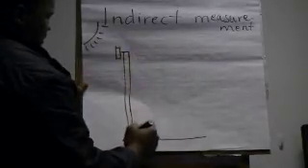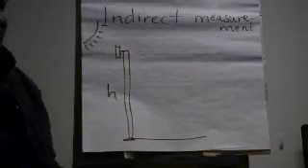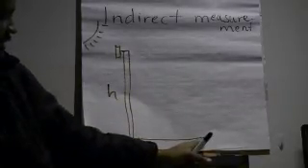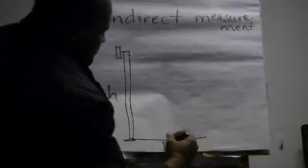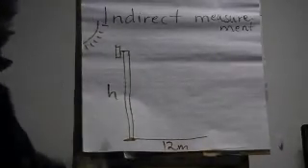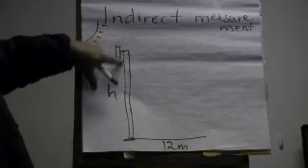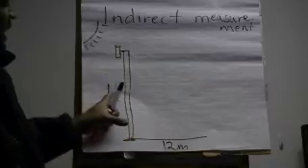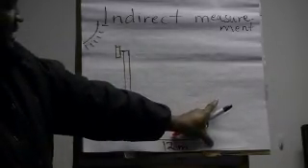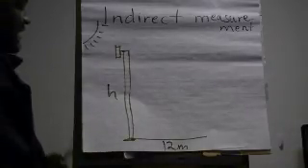So the telephone pole is h meters long. I don't know, but I can easily measure the length of the shadow. Say I make the length of the shadow 12 meters. Okay? Now, I'm going to use indirect measurement to find the height of the telephone pole by comparing it to a similar figure that casts the same shadow.